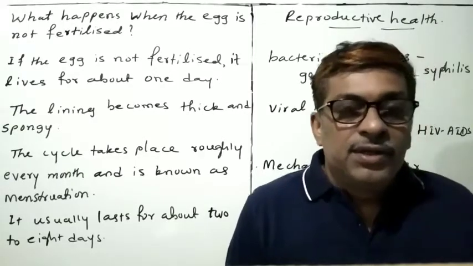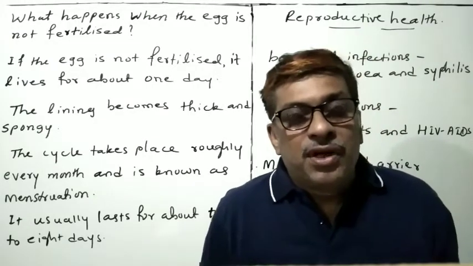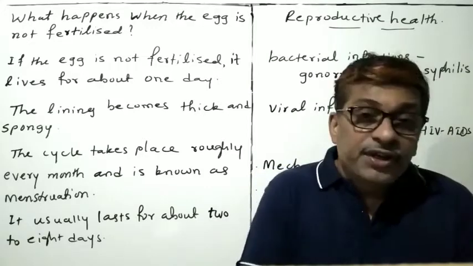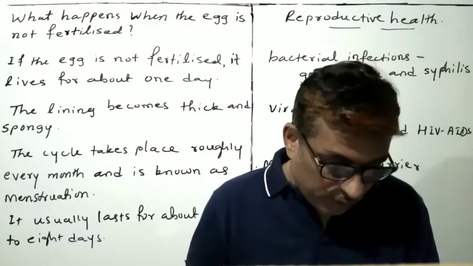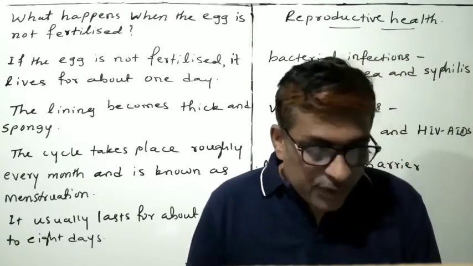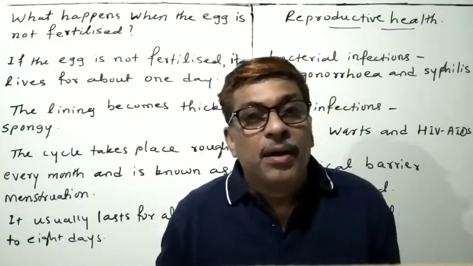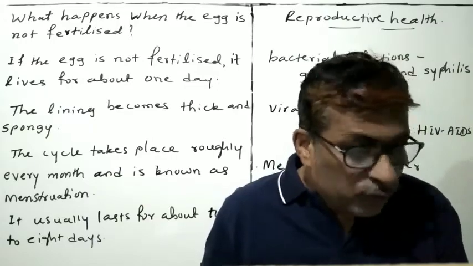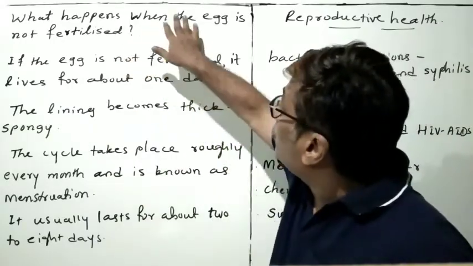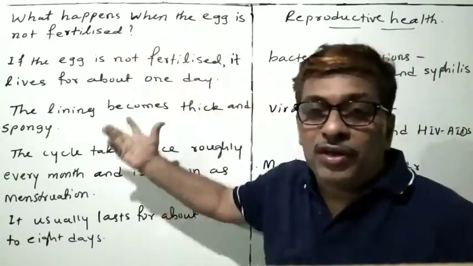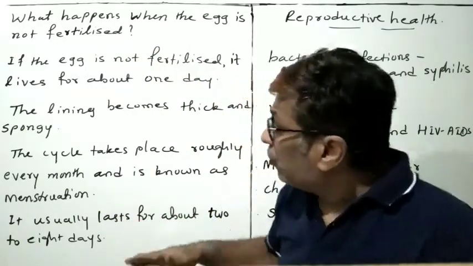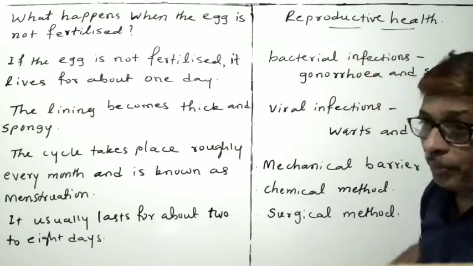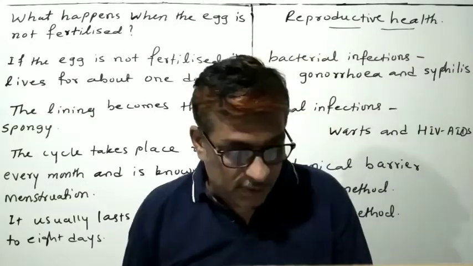Standard 10th, Subject Science, Chapter 8, How do organisms reproduce? Dear students, in the last video we have discussed the male reproductive system and female reproductive system. Today we will see what happens when the egg is not fertilized, and also we will go for reproductive health. This is the last part of the lesson.